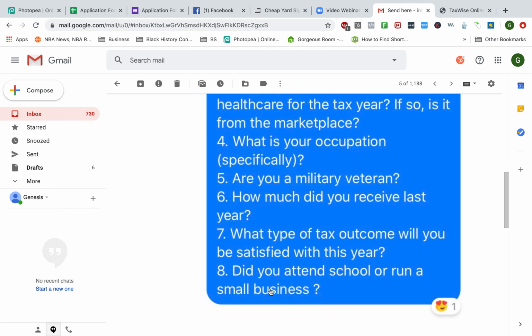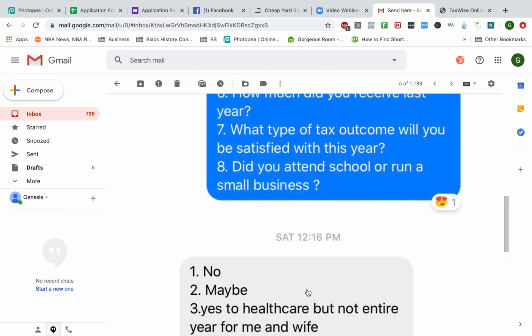Then you'll put what type of tax outcome will you be satisfied with this year? This is how I can gauge if I'm doing a good job meeting the expectations of the client. And the last one, did you attend school or run a business? That lets me know so I won't miss out on their American Opportunity Credit for school with the 1098 form, 8863 in our system. That's the name of the form. And I ask if they run a business so I won't, of course, miss out on deductions they should qualify for.